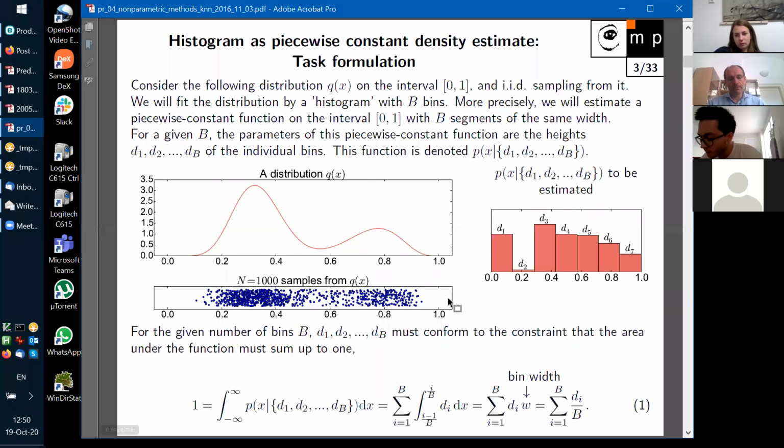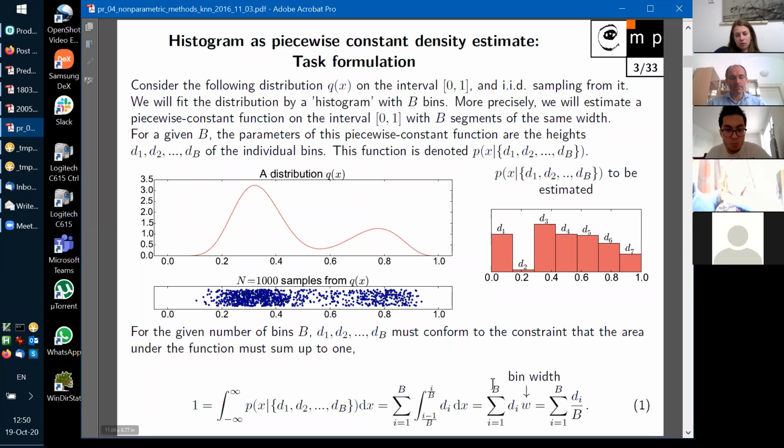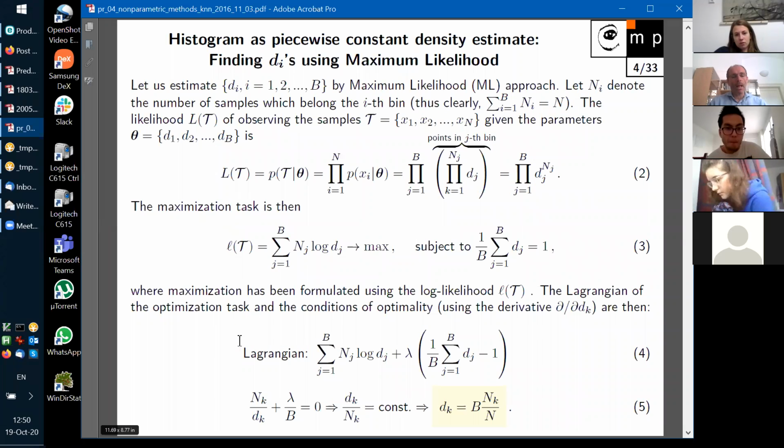Now, because this is a probability density, it has to integrate to 1, and we can calculate the integral as a sum over the bins, and in each bin this is a constant function, and we get this condition that the sum over all bins of d_i divided by B has to sum up to 1. Okay, now first we'll try a method that we talked about last week, and this will be maximum likelihood.